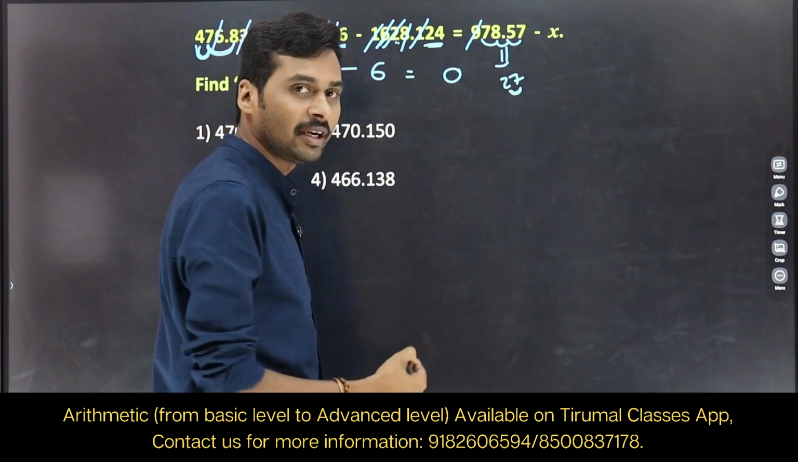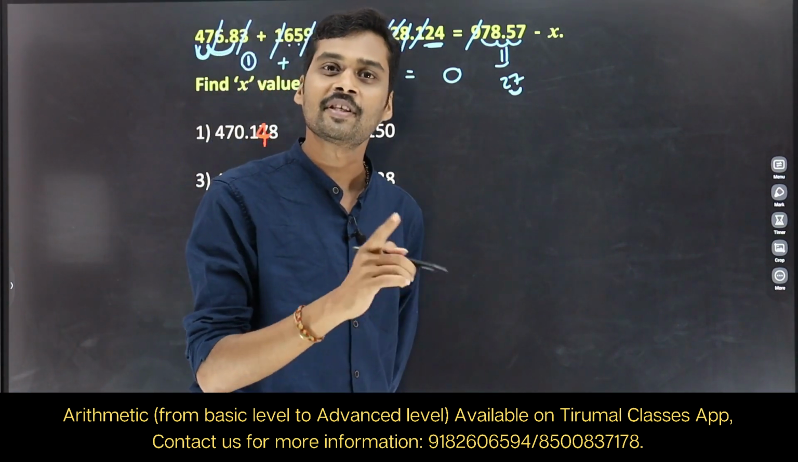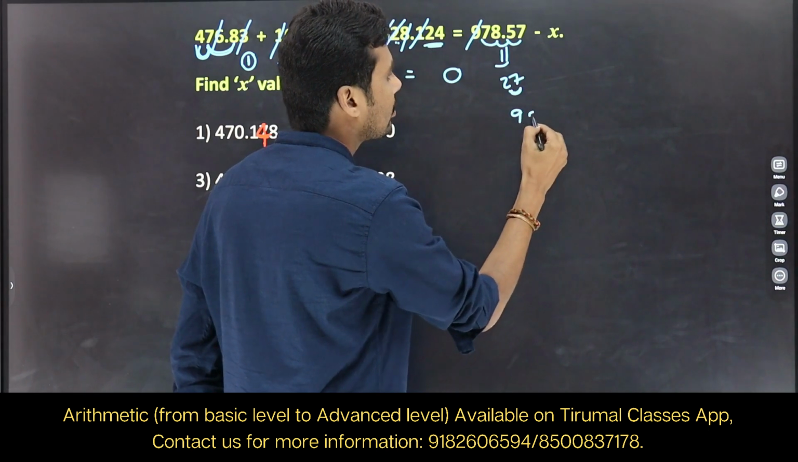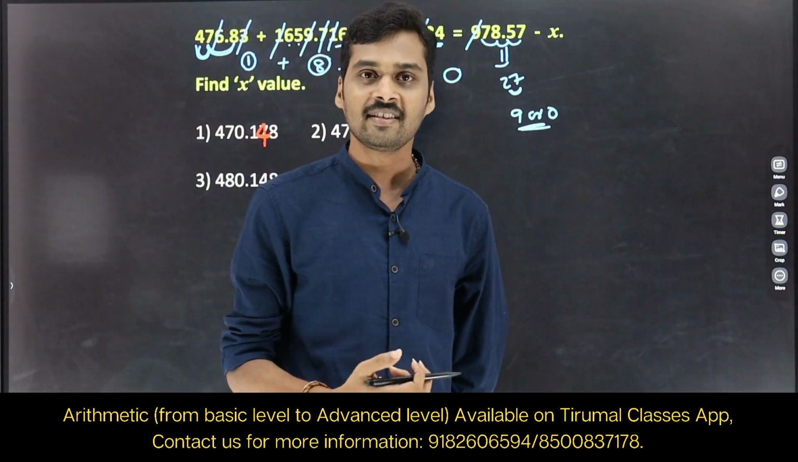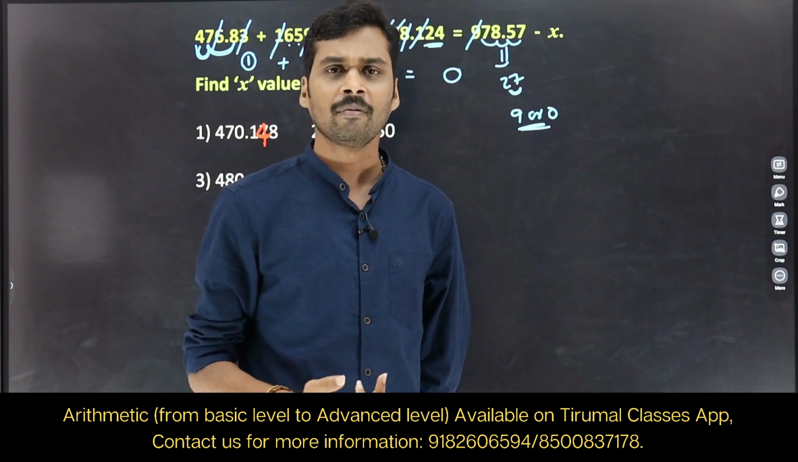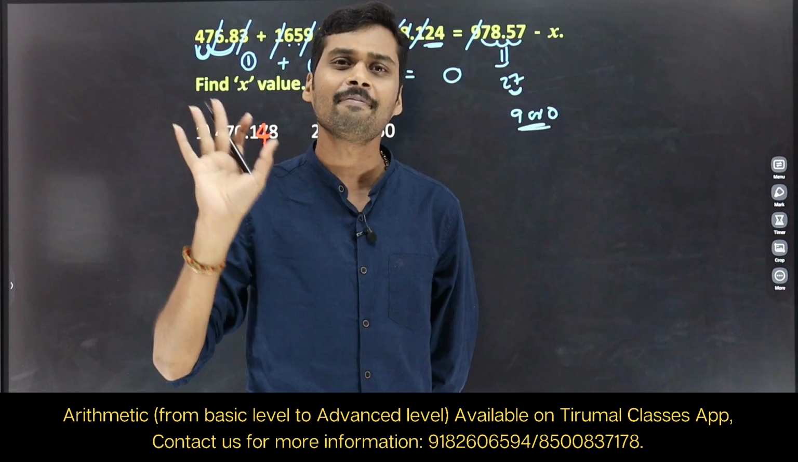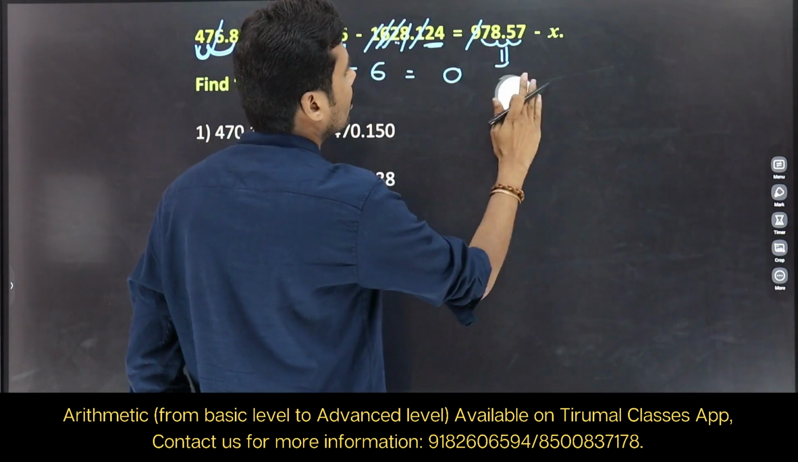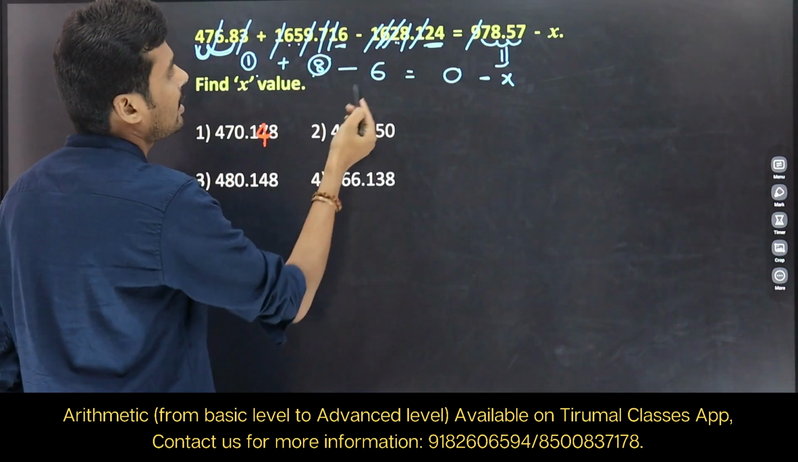27 means that the single equivalent digit sum is nothing but what? 2 plus 7, which is nothing but 9. 9 is also 0, I can take that. Whenever you get 9 as the digit sum, you can simply take it as 0, because in the DS concept, 9 or 0 both represent the same value, right? So 0 minus x.